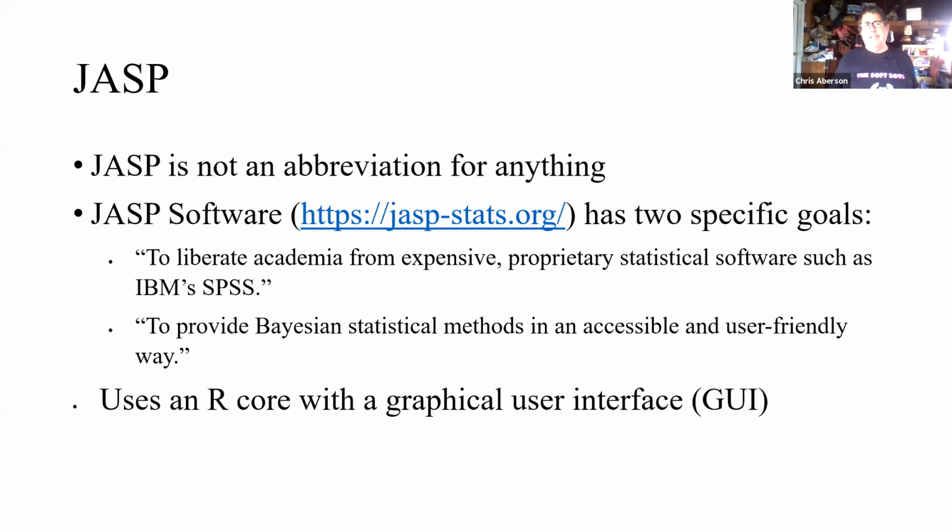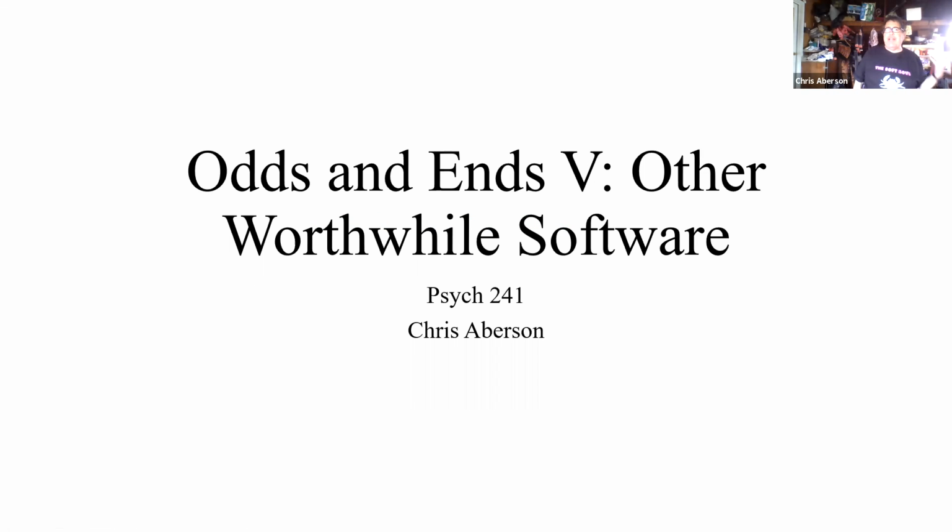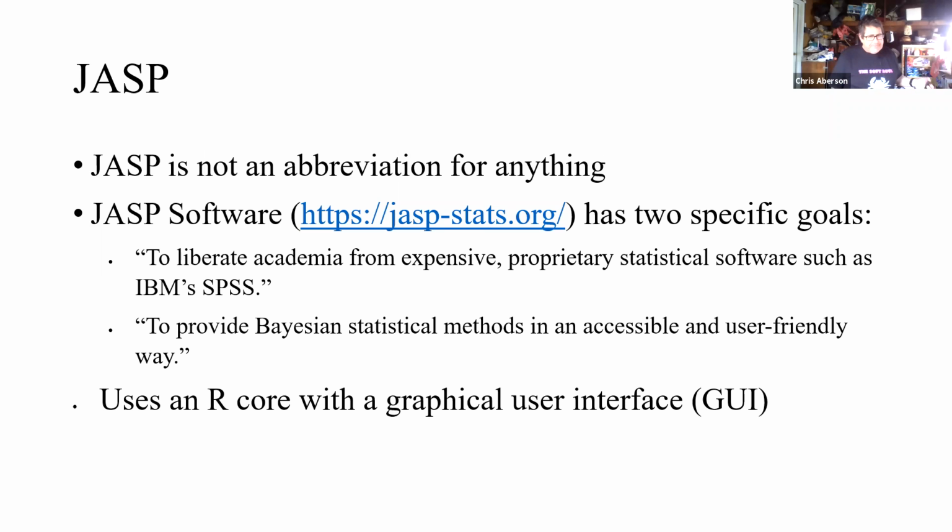for data analysis. I'm going to talk about two forms of software here, JASP and jamovi. These are both free, and they're both pretty darn good. They provide a point-and-click interface that uses R as its core for running analyses. And they are pretty similar, but there are some substantial differences.